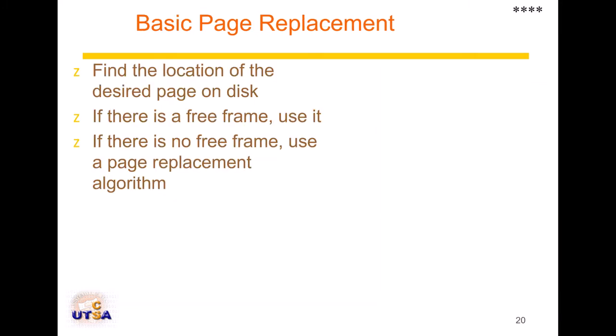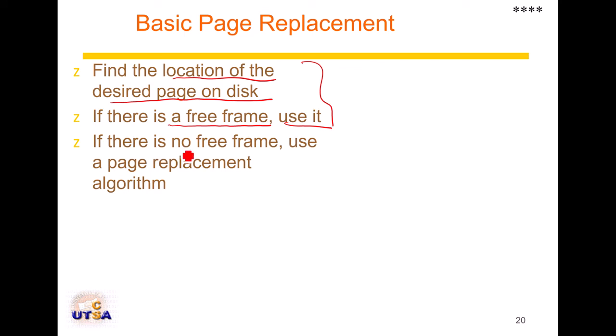Basic page replacement algorithm is really simple. The first step, this module needs to find the location of the desired or demanded page on the disk, and then it needs to check if there is a free frame in the system or not. If there is a free frame, we will just simply use it and we don't need to do any page replacement. But if there is no free frame, this is basically the previously discussed case, right?